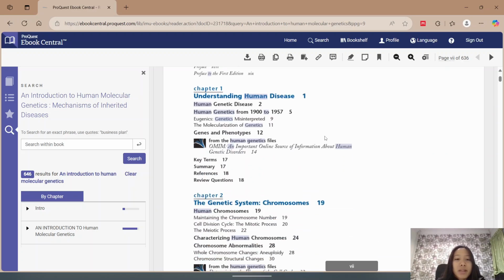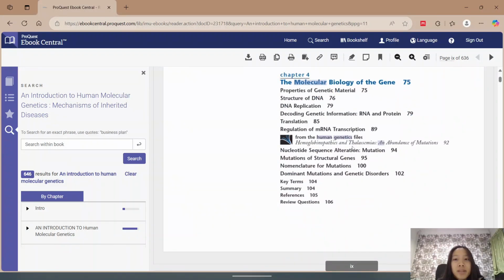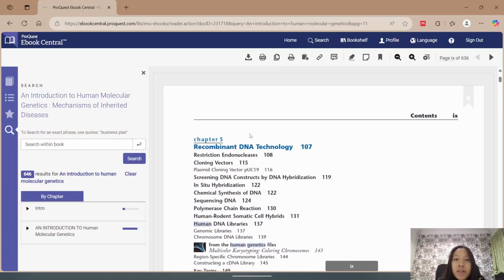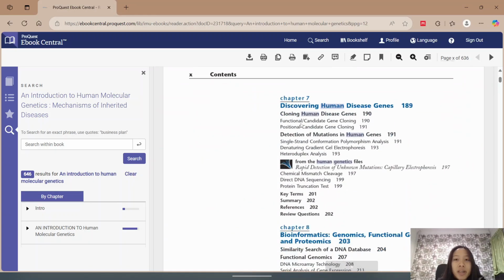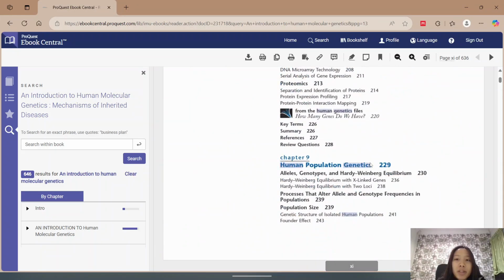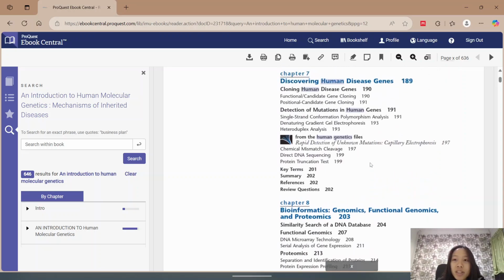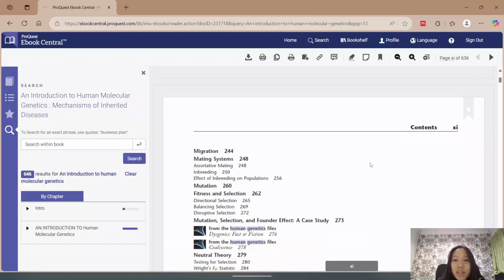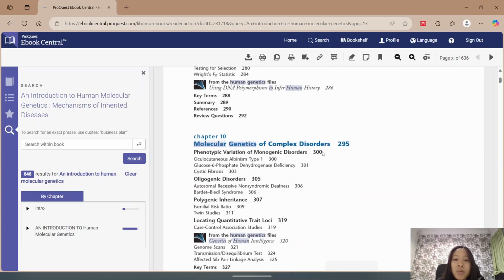It separates them by genetic system, molecular biology, recombinant DNA technology, and some human disease, discovering human disease genes, and also molecular genetics of disorders and more.